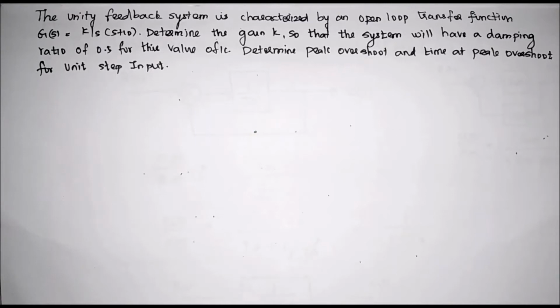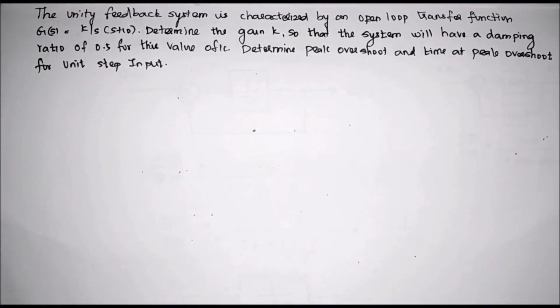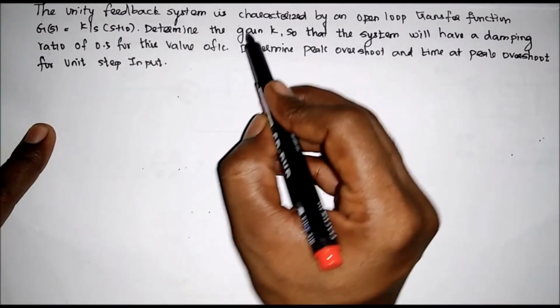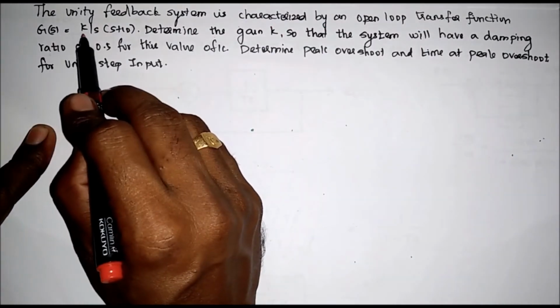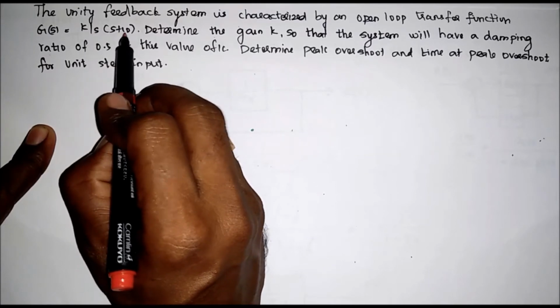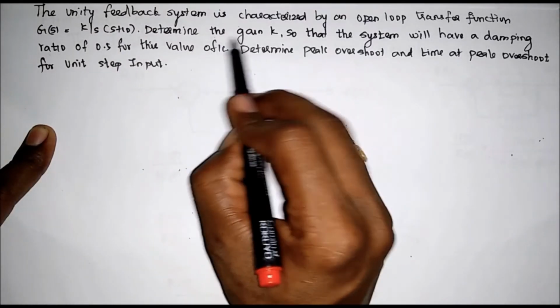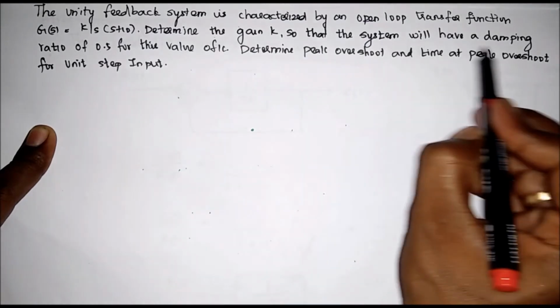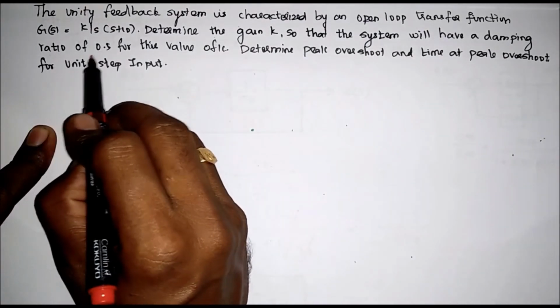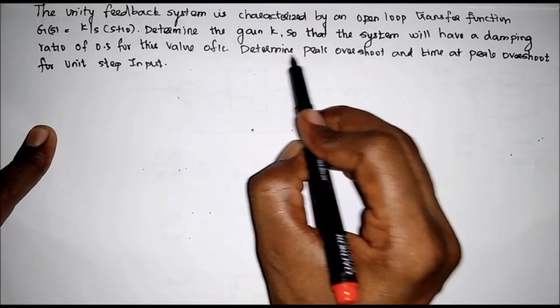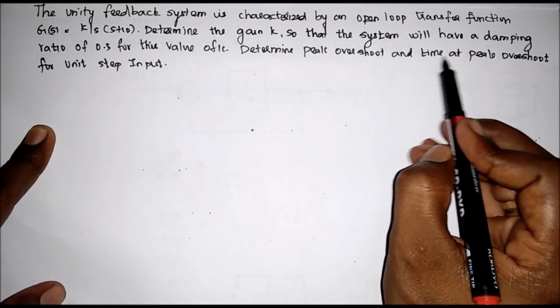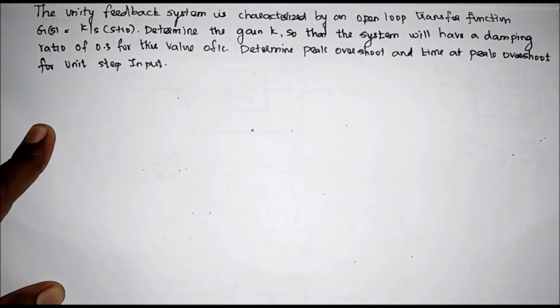In this video, we are going to see how to solve the time domain specification problems. The given problem: a unity feedback system is characterized by an open loop transfer function G(s) equal to K divided by s into (s plus 10). Determine the gain K so that the system will have a damping ratio of 0.5. For that value of K, determine the peak overshoot and the time at peak overshoot for a unity step input.